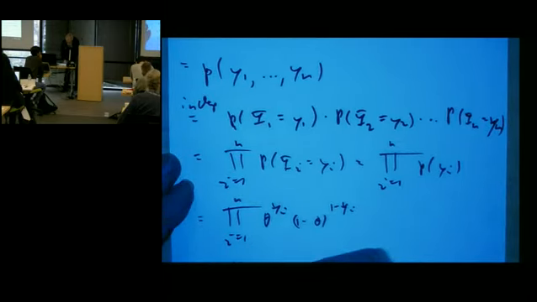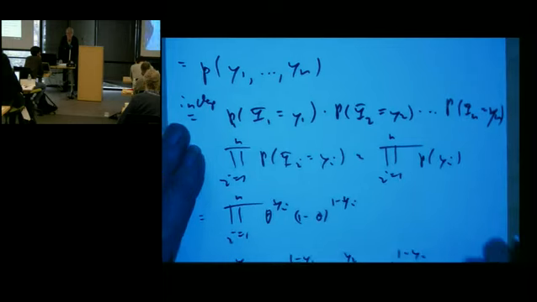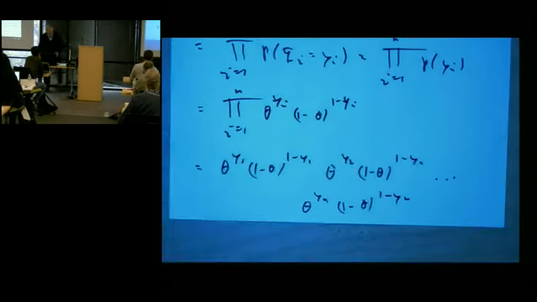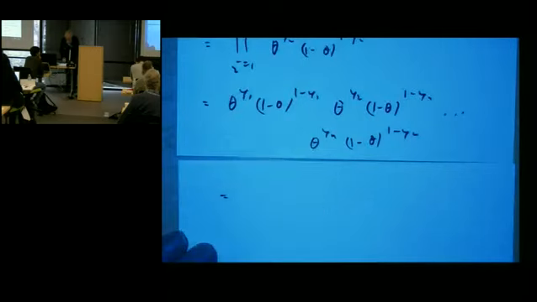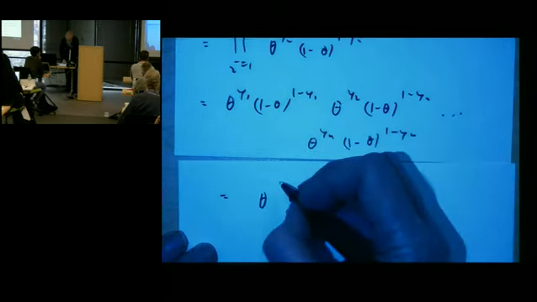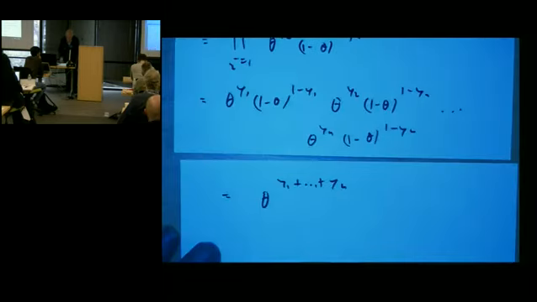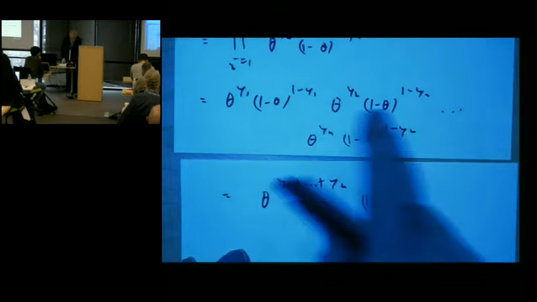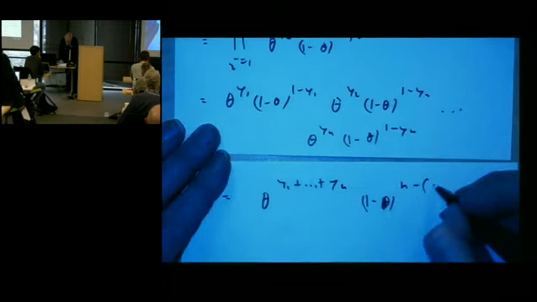It says theta to the y1, 1 minus theta to the 1 minus y1, times theta to the y2, 1 minus theta to the 1 minus y2, times dot, dot, dot, all the way down to theta to the yn, 1 minus theta to the 1 minus yn. And that, in turn, we ought to be able to simplify, right? I can collect all the thetas together and all the 1 minus thetas together. And something cool happens. I get theta to the y1 times theta to the y2 times dot, dot, dot, down to theta to the yn, and that's the same as theta to the sum of all the y's. So theta to the power y1 plus dot, dot, dot, down to plus yn. And what's left over here is 1 minus theta to the sum of all those powers, and I get 1 added to itself n times, so this is n minus the sum of all the y's.